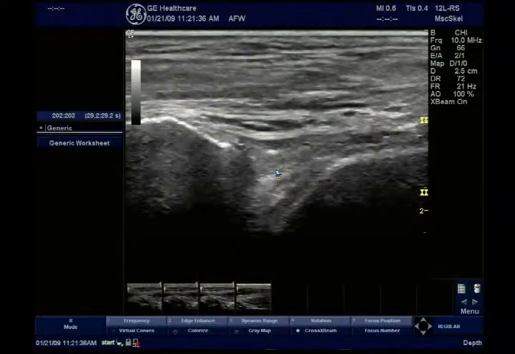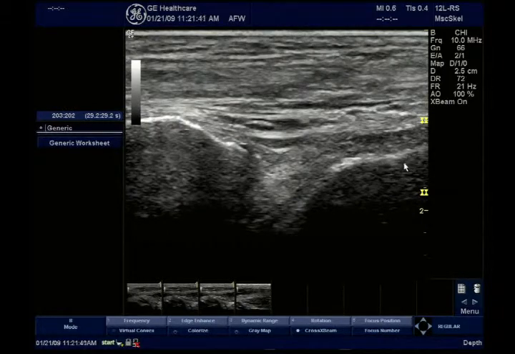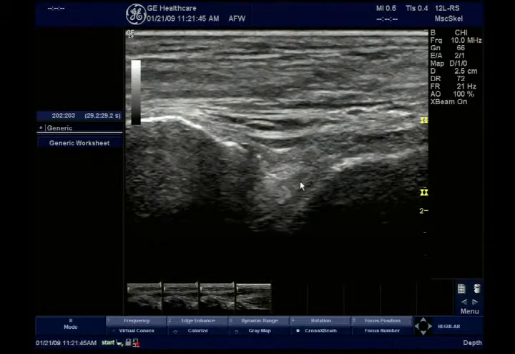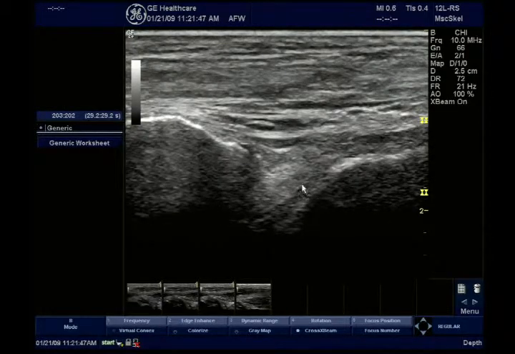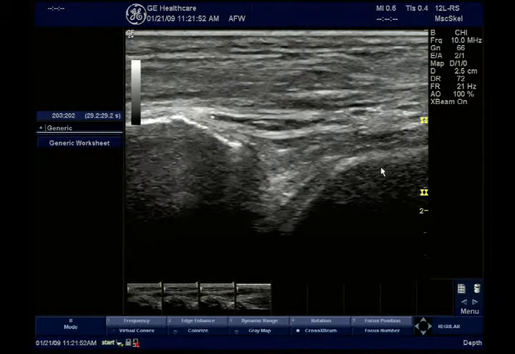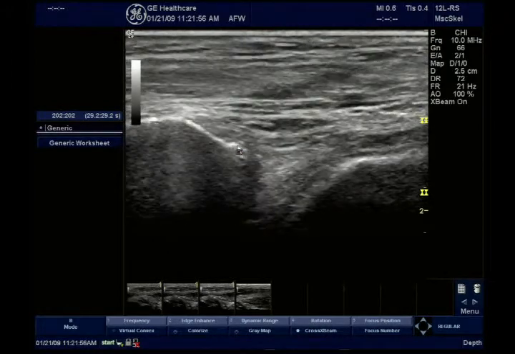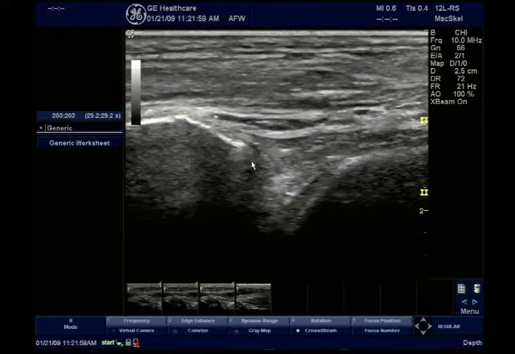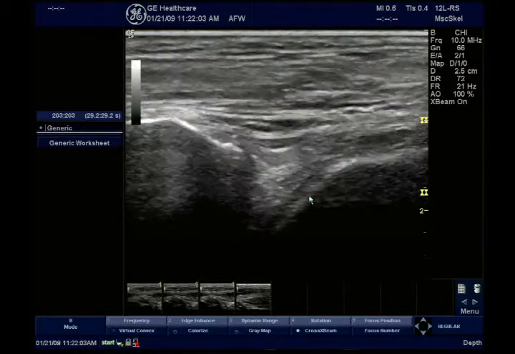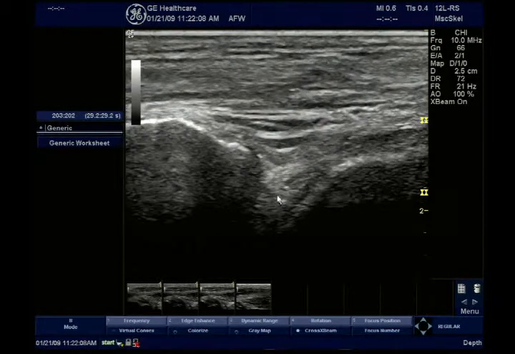Also remember to maximize your focal points in the area of interest, and in this case, I want to focus on the bones. The two bony structures we will see here: remember the left side of the screen is going to be medial, the right side is going to be proximal or distal. We see the hyperechoic region of the tibia, and to the right of that, the hyperechoic region of the talus. In this patient, you actually see the articular cartilage surface.